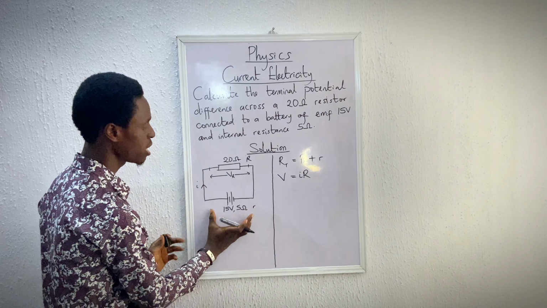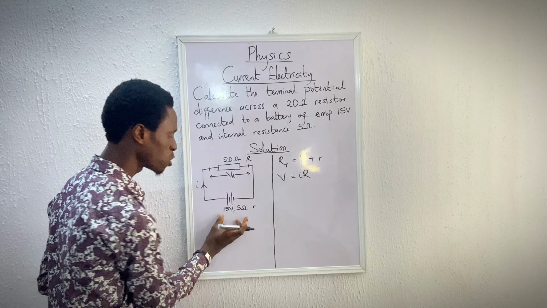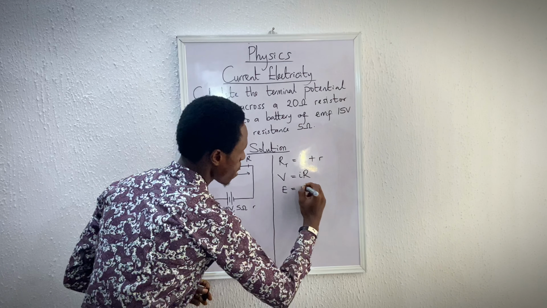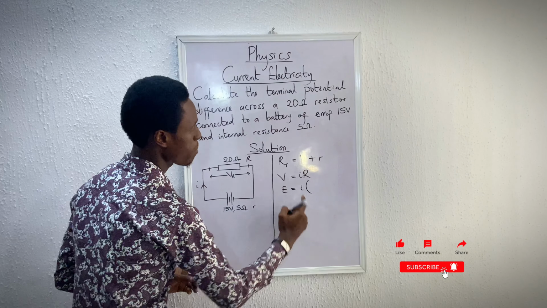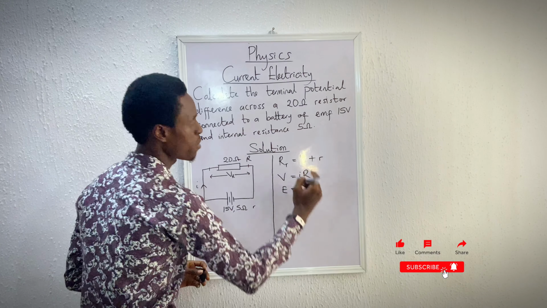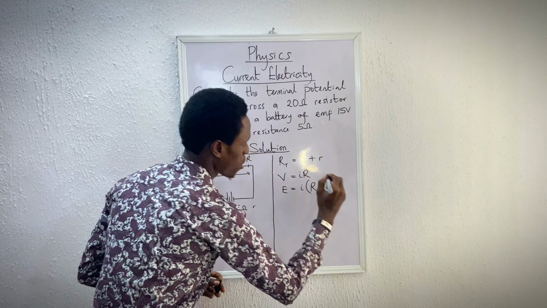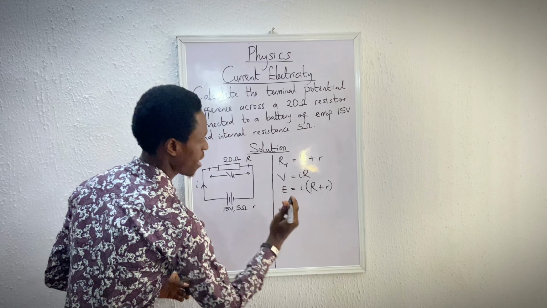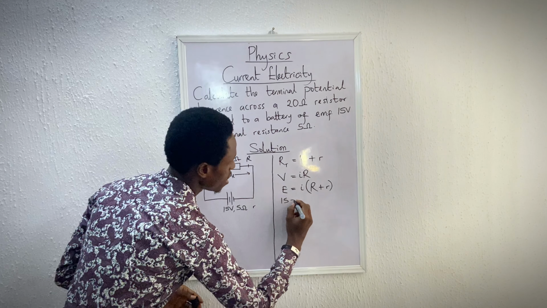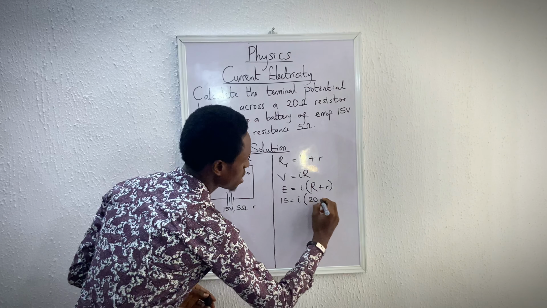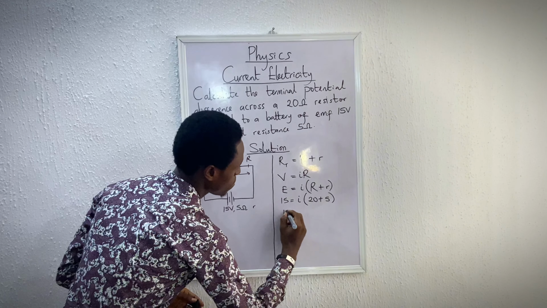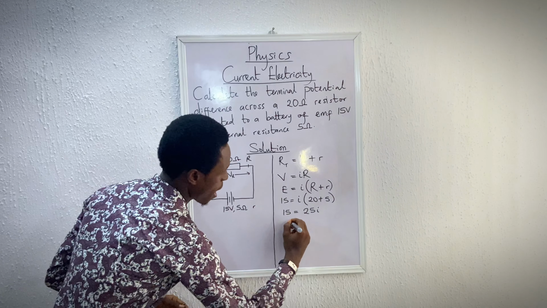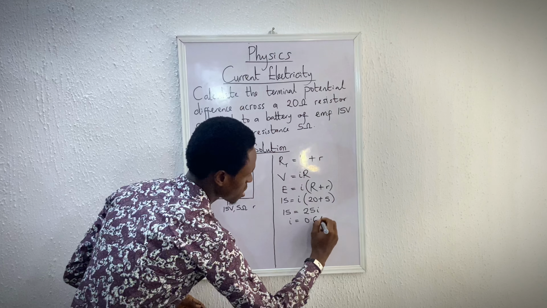But in our case here, we are dealing with EMF, which is also in volts. So we say E equals I multiplied by, instead of writing R, the total resistance, and that is R plus r. Let us substitute our given parameters to get our I. So E, which is 15, equals I into bracket 20 plus 5. So 15 equals 25 I. So our current I in this case is equal to 0.6 amps.